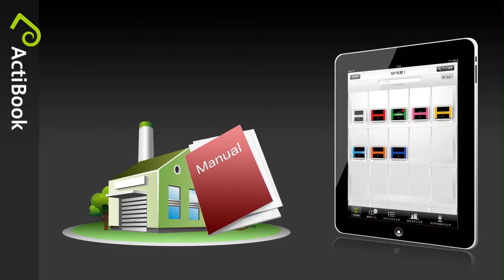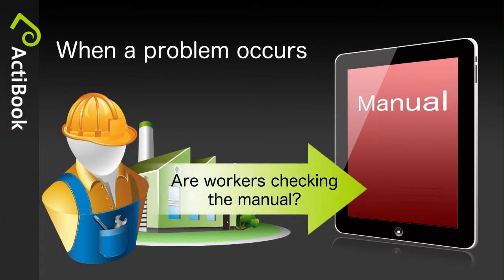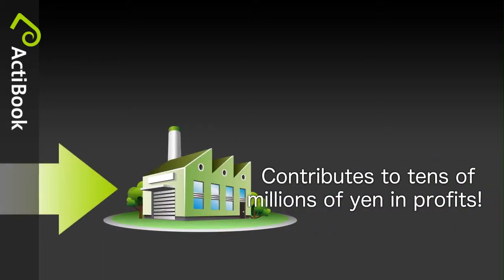Plus, one of our customers made the manual at their manufacturing plant in ActiBook and was able to visualize whether employees checked the manual when a problem occurred during production, which contributed tens of millions of yen a year to their profits.